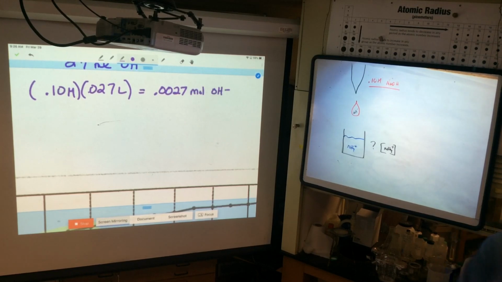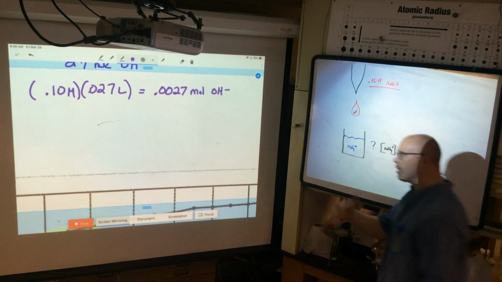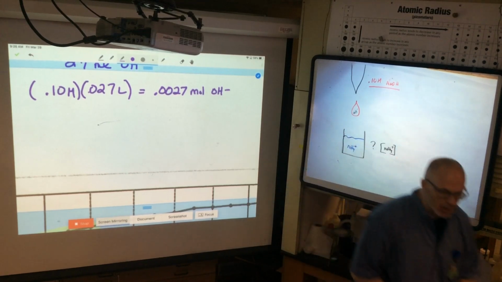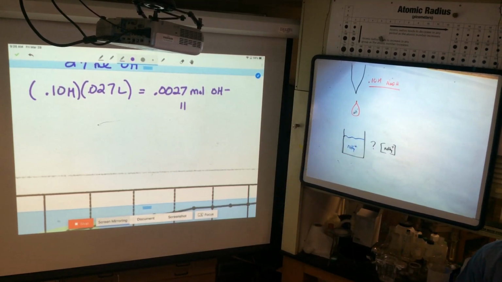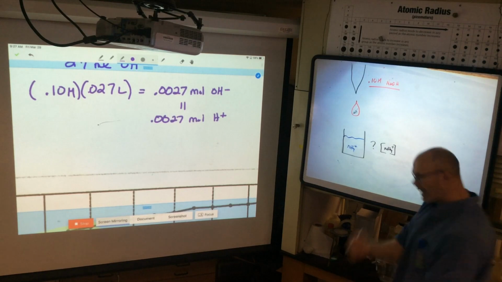OH minus. What do we know at equivalence? That's the point where all of the hydroxides equal the what? Let's put it this way: the protons that come off the NH4+. So it equals 0.0027 moles of the H pluses that were removed by the strong base. Forcibly removed. Get out of there.